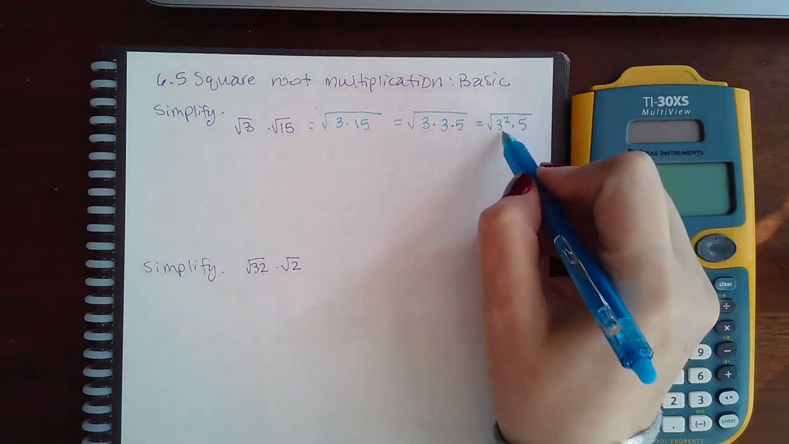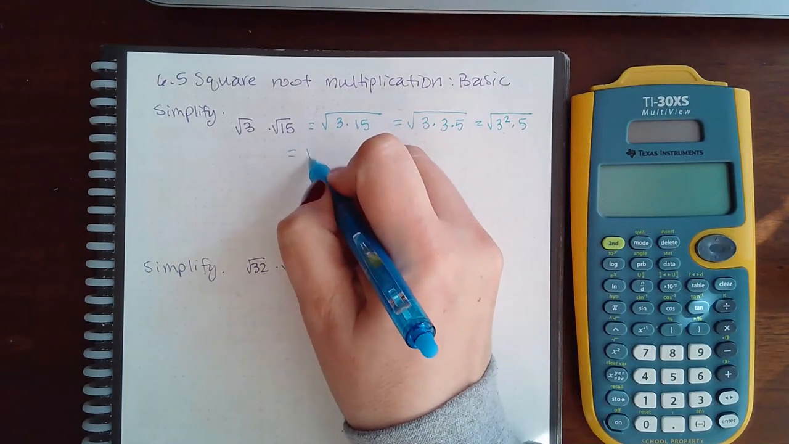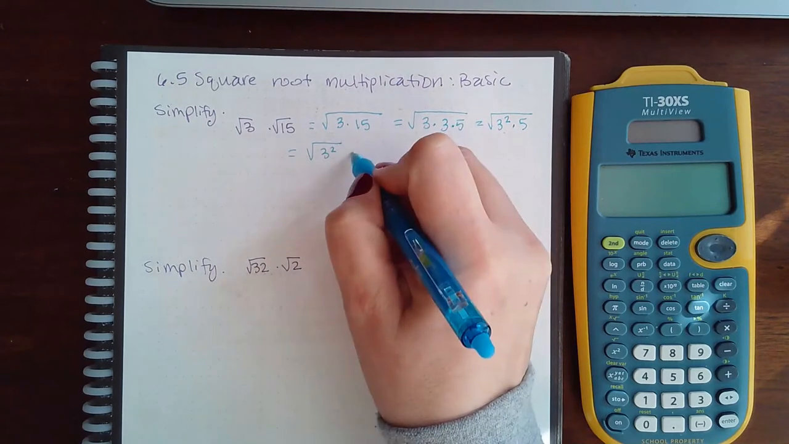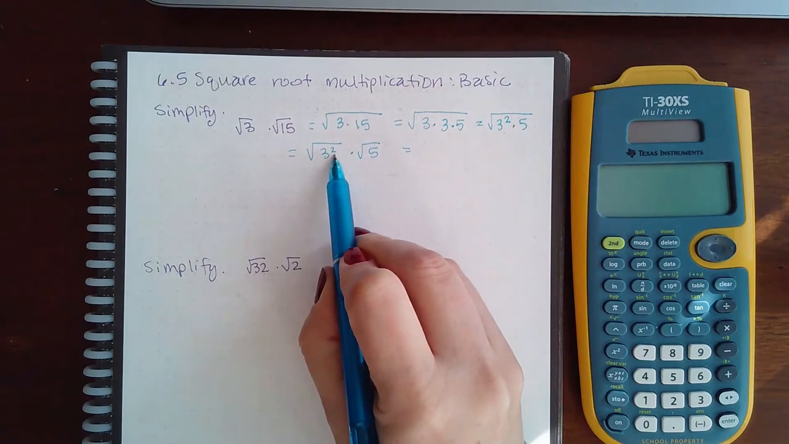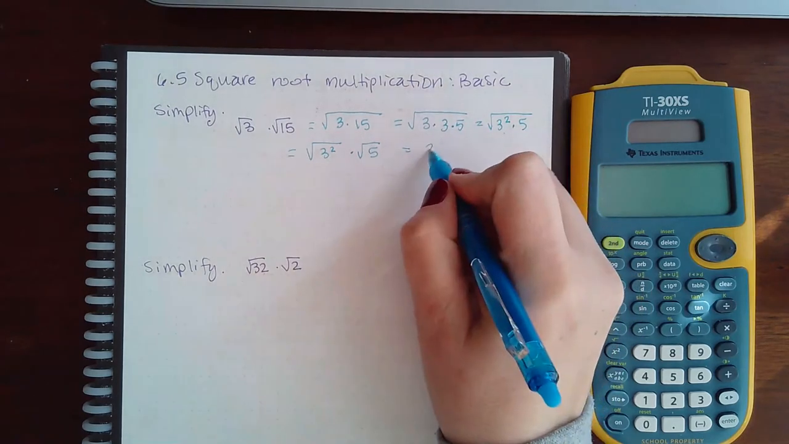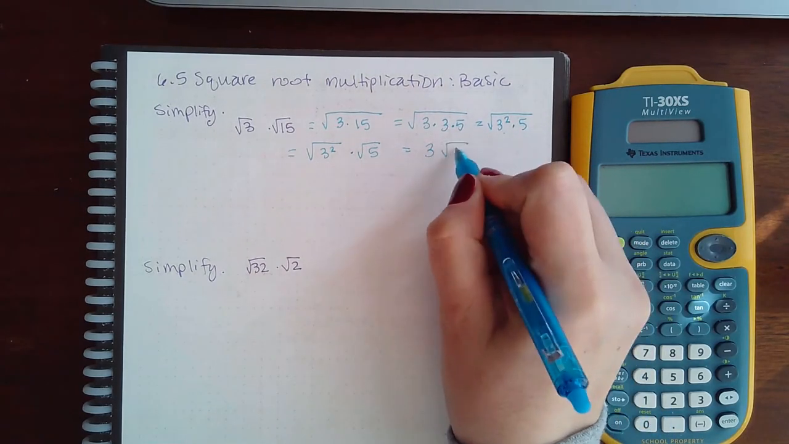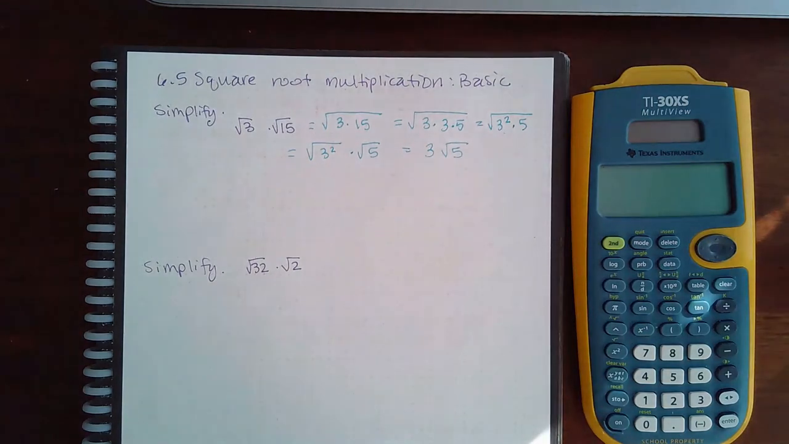So the pair, you can separate it: the square root of the pair times the square root of the 5. And then the square root and the square on the pair will go away, leaving you just the 3 on the outside. But since there's just one 5 on the inside, that one's going to stay.